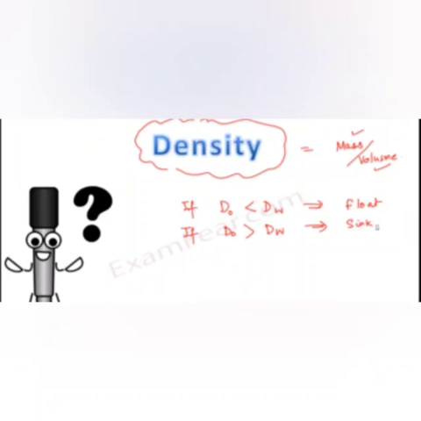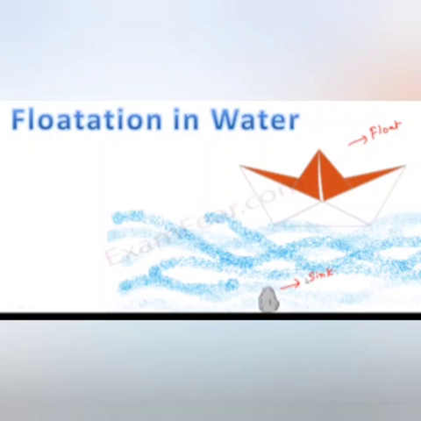Next property is density. Density means the mass per unit volume of a substance. Yes, firstly mass. What is mass, beta? Mass means the amount of matter in an object. And volume means the amount of space occupied by an object. Yes, if we dip some objects into the water, some will float on the water and some will sink into the water.